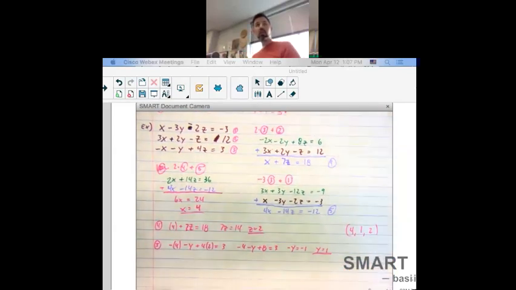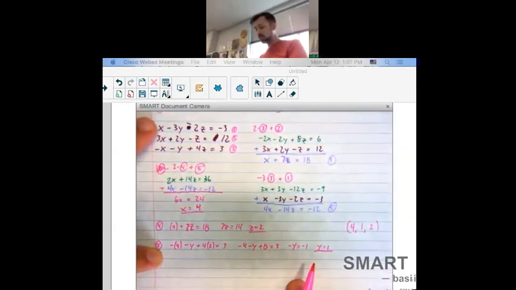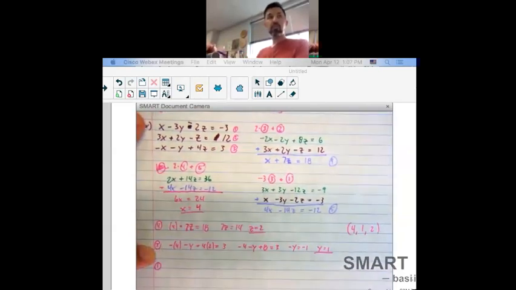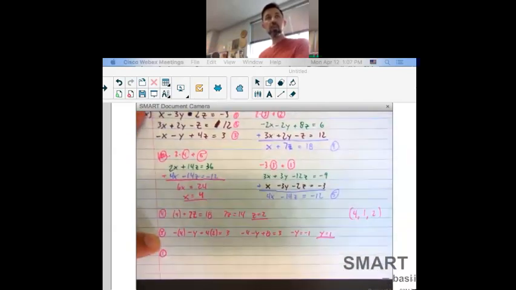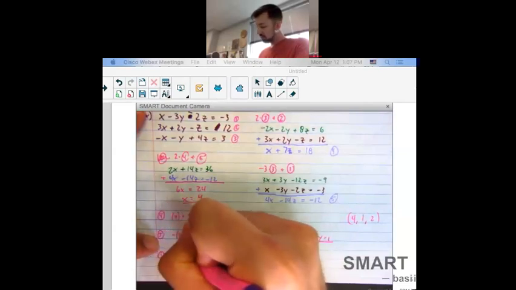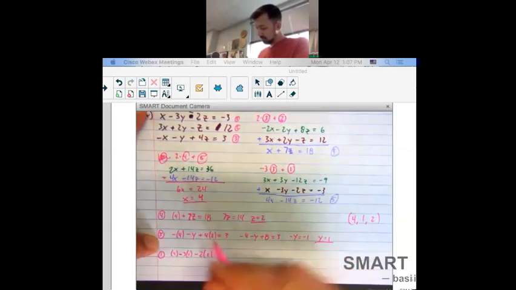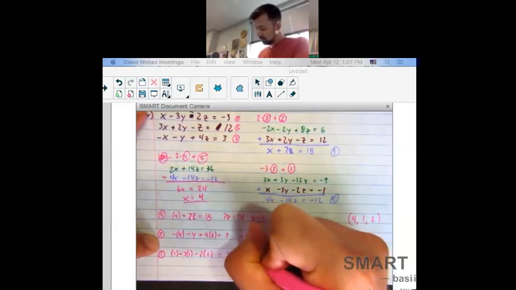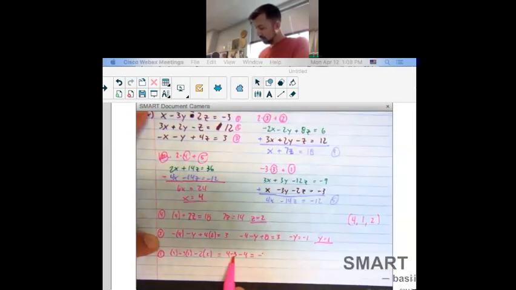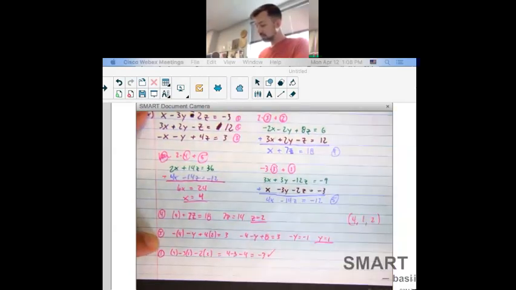There's my ordered triple. I just used equation 3, so that means I need to check equations 1 and 2 in order to make sure it actually works in all 3. So 4, that's 3 times 1, that's 2 times 2. That's 4 minus 3 minus 4. Now 4 minus 4 is 0, minus 3 would be -3, which is what that says, -3. Check.